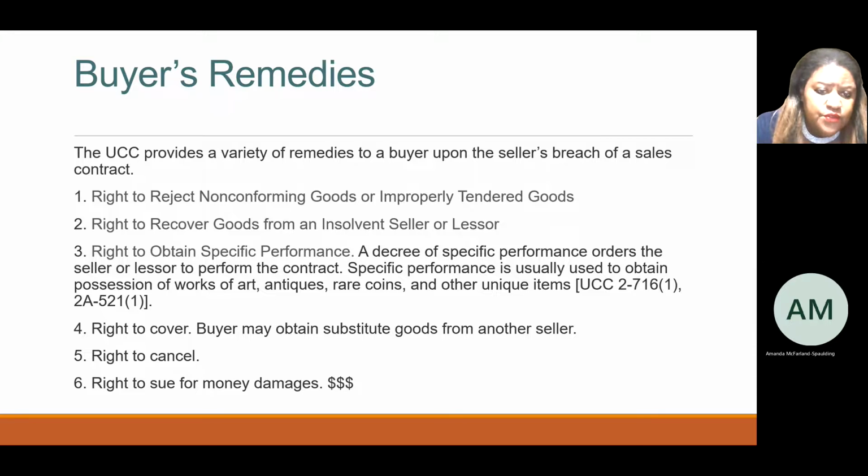Usually in the event of a breach of contract, the buyer will get what's called expectation damages. And that's putting the buyer back in place as if the contract had been performed, giving them the value of the services that they were supposed to get.